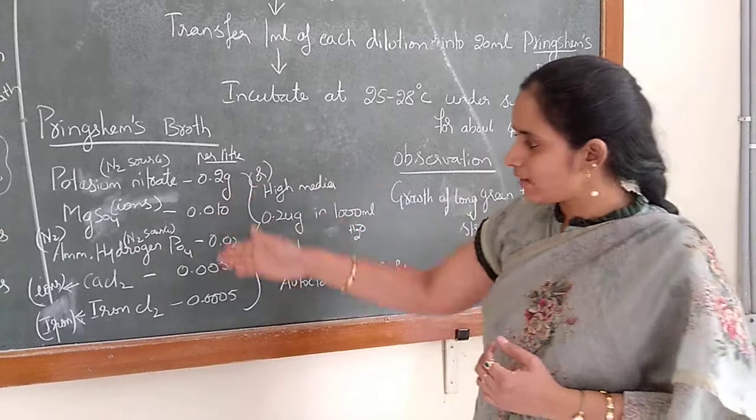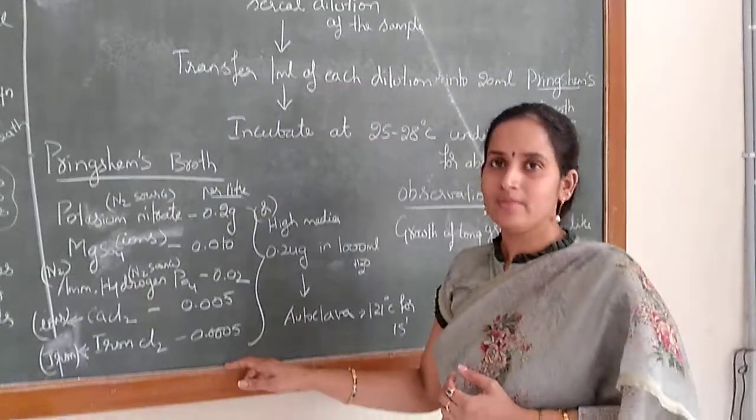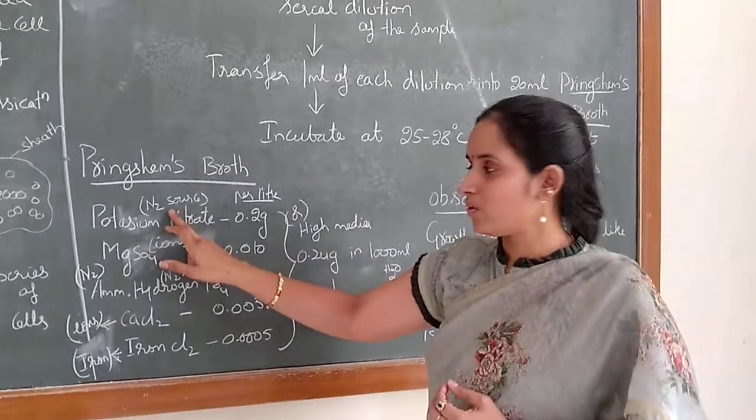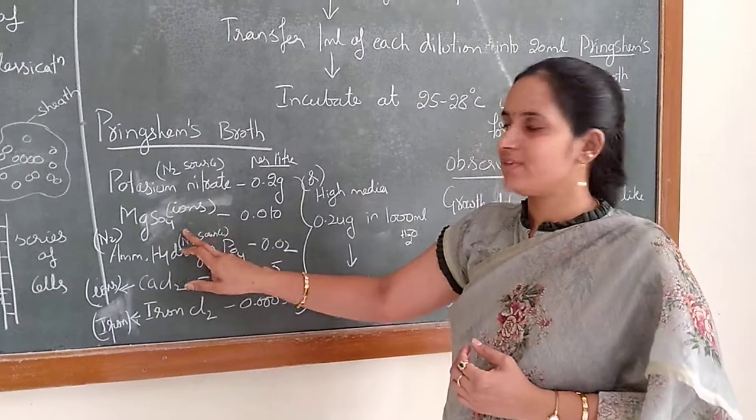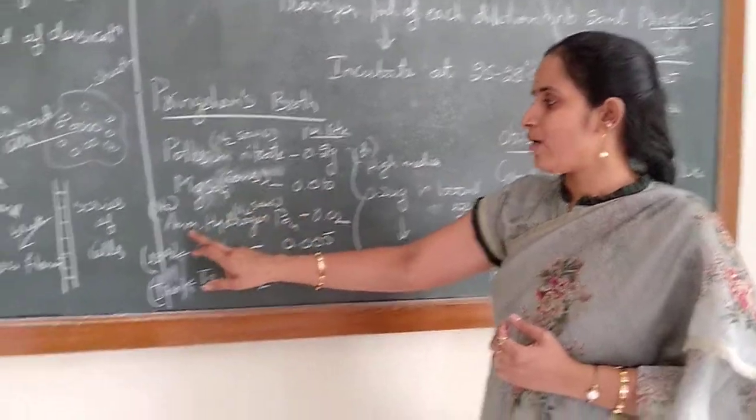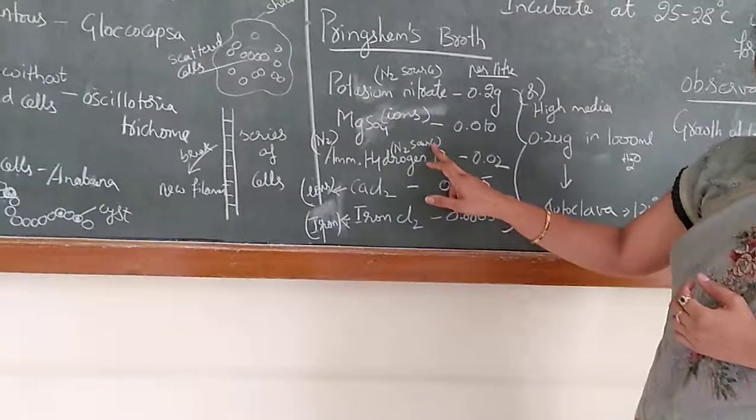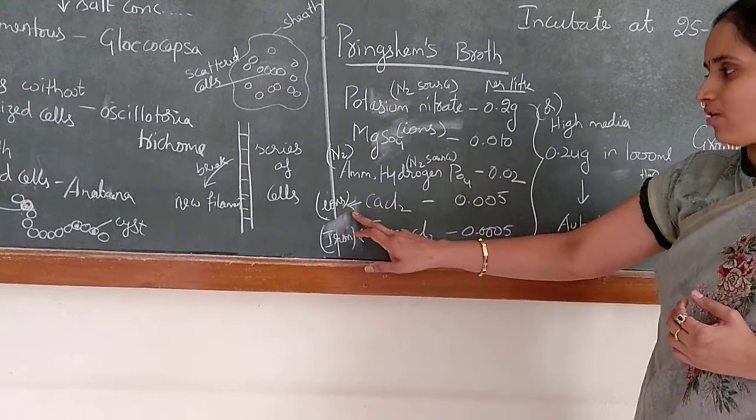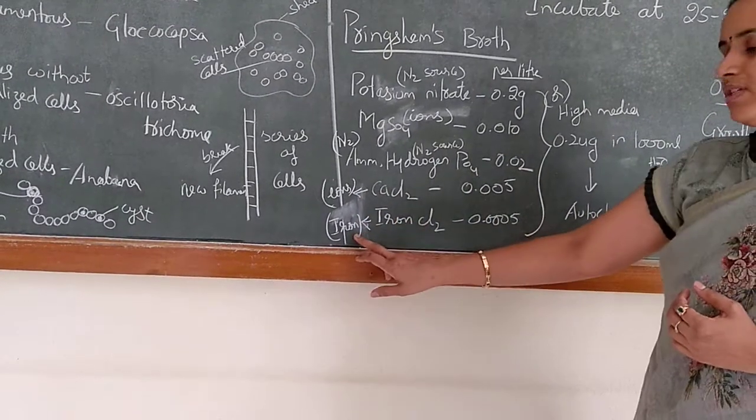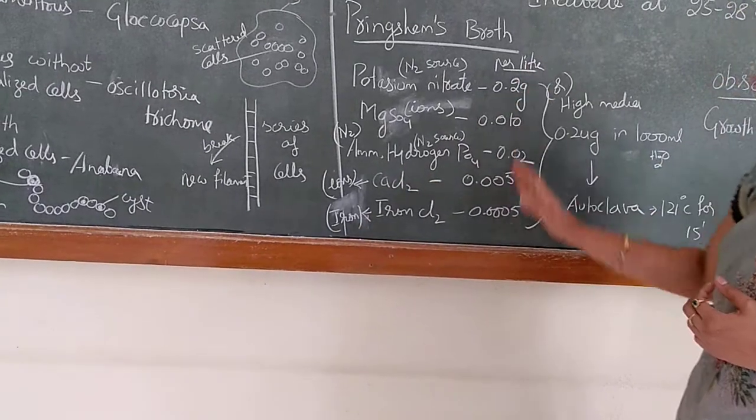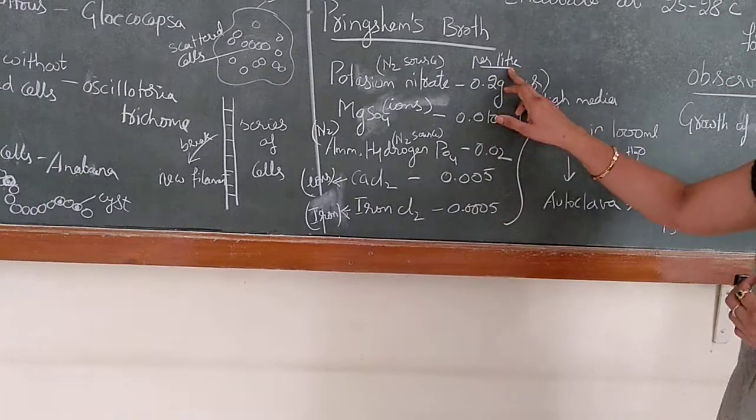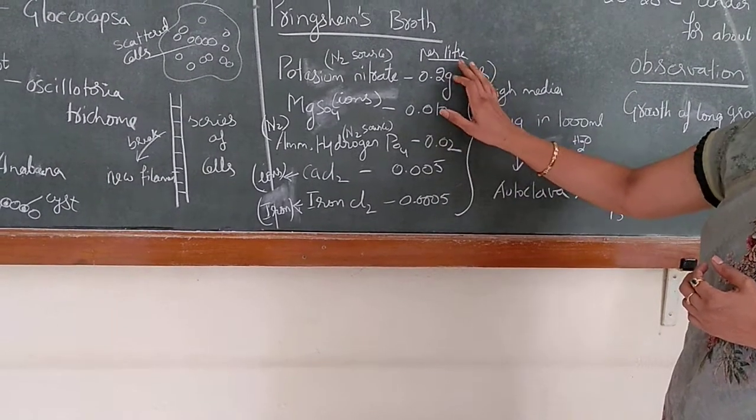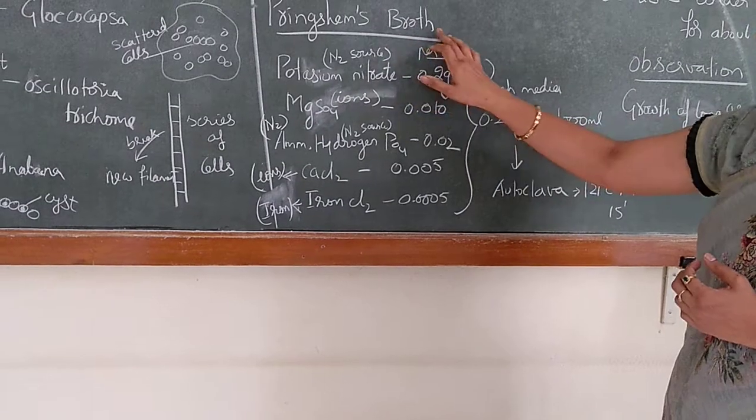When you look at the composition of Pringsheim's broth, it is made up of potassium nitrate, which is the nitrogen source, magnesium sulfate, which is a source of ions, ammonium hydrogen phosphate, which is also a nitrogen source, calcium chloride, which is a source of ions, and iron chloride, which is the source of iron. Here I have indicated the composition per liter, the values for the preparation of 1 liter of Pringsheim's broth.